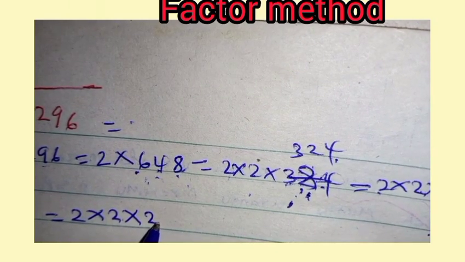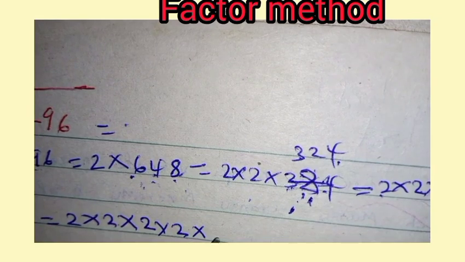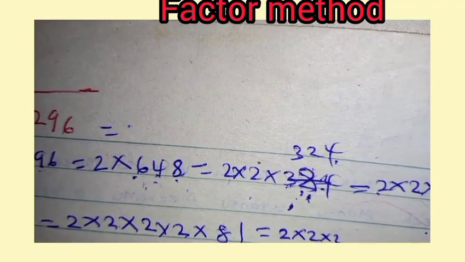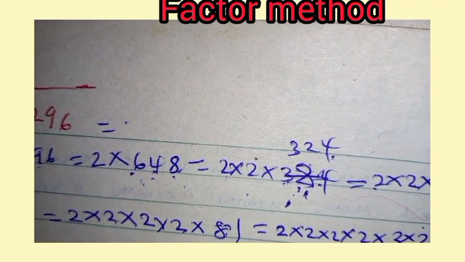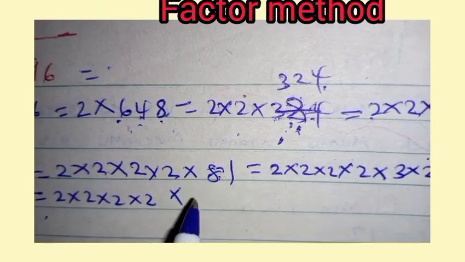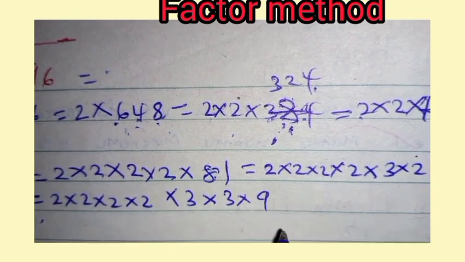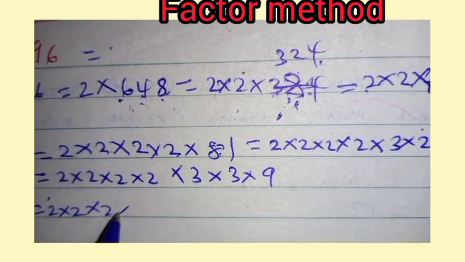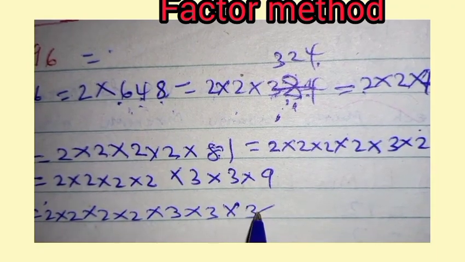Then you have 162 divided by 2, which gives you 81. Then we will have 2 times 2 times 2 times 2 times 81, and 81 divided by 3 will give you 27. So this is equal to 2 times 2 times 2 times 2 times 3 times 27, and 27 divided by 3 will give you 9. Then you have 2 times 2 times 2 times 2 times 3 times 3 times 9. Now the prime factors of 9 are 3 times 3.